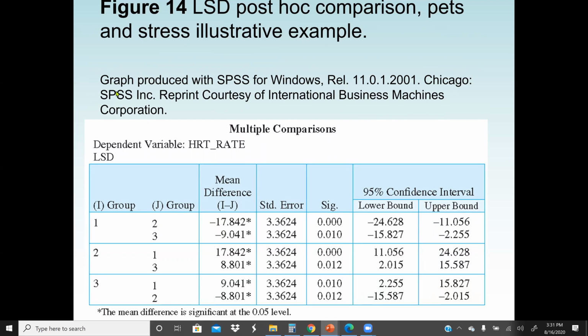So here we can also see a graph. This is again produced using SPSS for Windows, Chicago, SPSS Incorporated. Here we have the dependent variable heart rate, LSD. We have the first group, which is our explanatory variable, and we have 3 possible groups. Then we have their values, and we have the mean difference, the standard error, and the significance level. We can find the lower bound and upper bound.